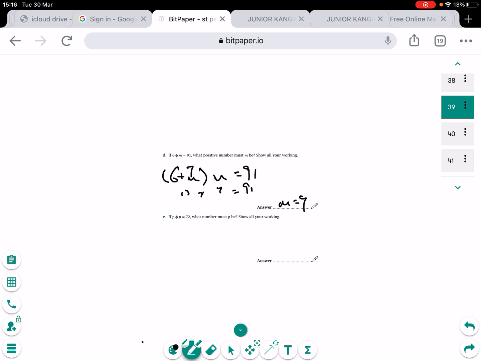P equals 72. What number must P be? So for this one, it's P plus P times P. So therefore you can make it P squared plus P squared equals 72. So 2 of the P squared are 72. So P squared, one of them, is 72 divided by 2, which equals 36, and P equals 6. So that's our answer.